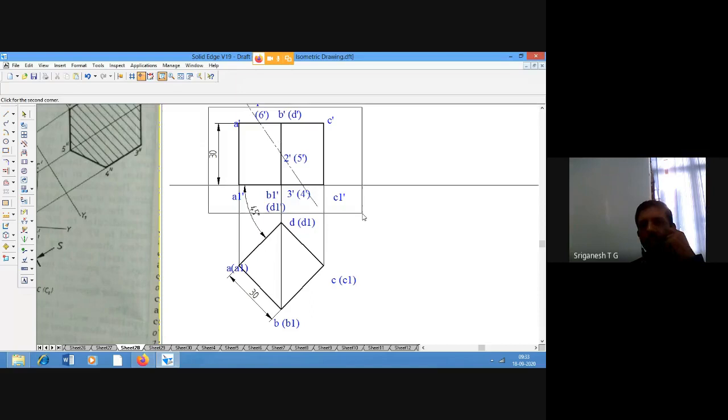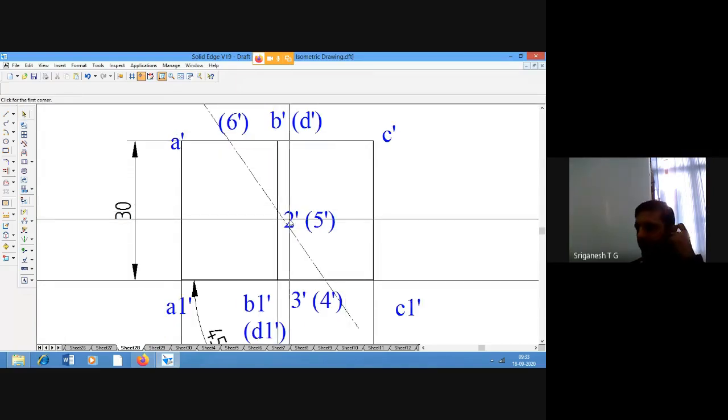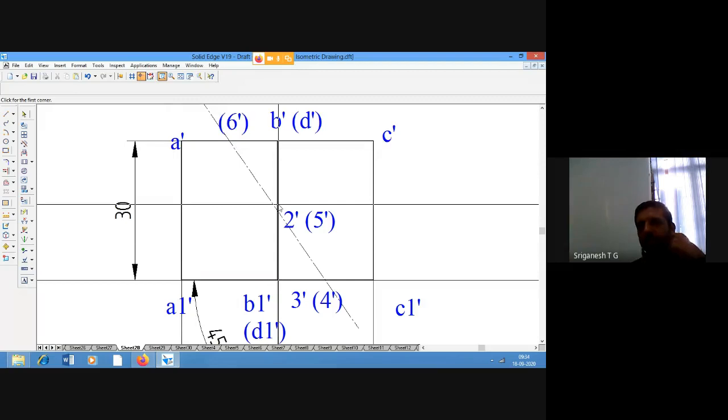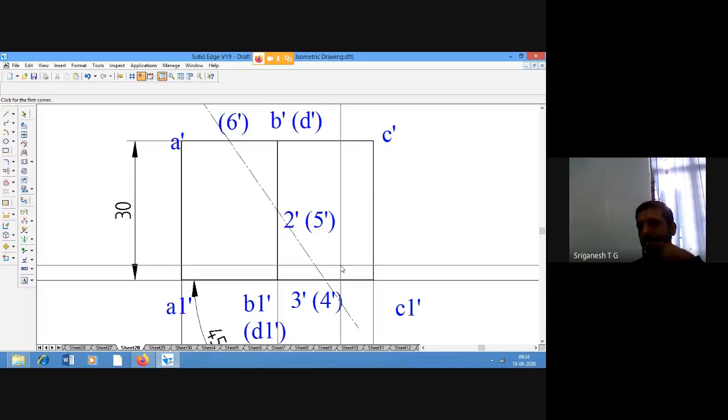And now similarly in the vertical edge also, where have we cut? Half of the height. Yes or no? Correct? Everywhere half of the distance. So when I join all those things, what should I get? When I join from 1 to 2 and 2 to 3, it should be same distance only, no? In true shape.